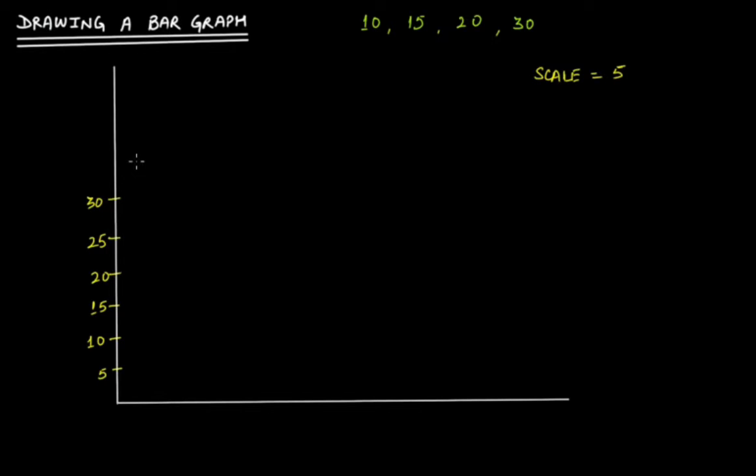Now 10 can come here, 15 can come here, 20 can come here, and 30 can come here, right? So while in the previous case our scale or the unit length was 1, in this case the scale or the unit length is 5. Okay, so this is the importance of scale or the unit length.